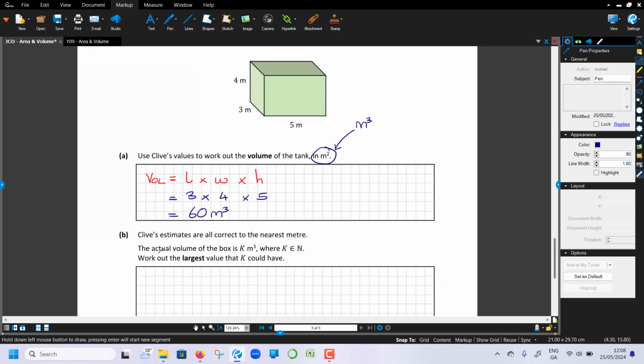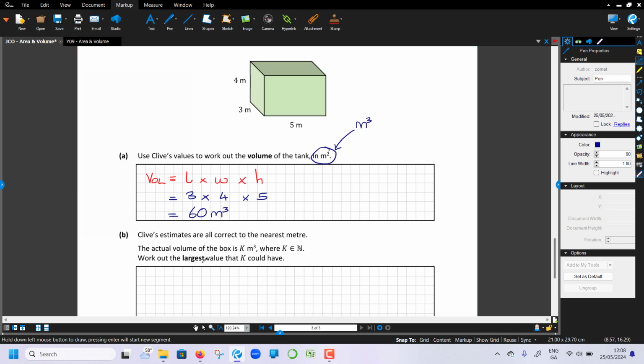Clive's estimates are all correct to the nearest meter. Now this is where it gets a bit tricky. The actual volume is k meters squared. So you might see k, like what is that? Don't worry, it's just a number. It just means we don't know what the volume is, right? It's a natural number. So that means it's a counting number, which means it's a whole number that's not 0. So it's going to be 1, 2, 3, 4, 5, 6, 7, 8, 9, 10, 11, 12. It's a positive integer that's not 0. So it's a counting number. That's all you need to know.